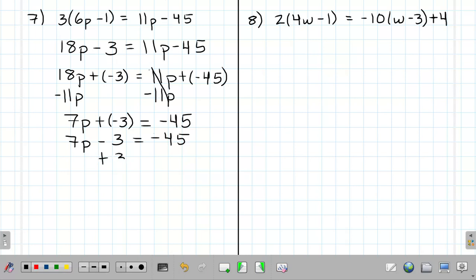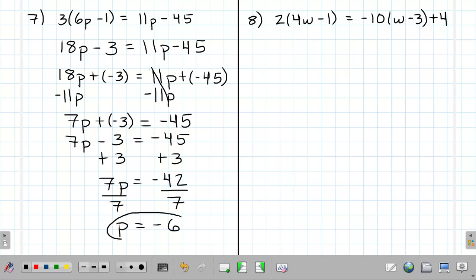So that shows me I need to add 3 to both sides. 7p is equal to negative 42. Divide by 7, divide by 7. P is equal to negative 6. Make sure to cross those out there so that we can see what's going on. So negative 45 plus 3 is negative 42, negative over a positive is a negative. 42 divided by 7 is 6.